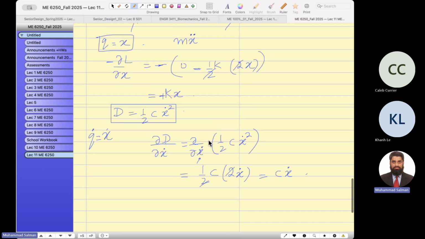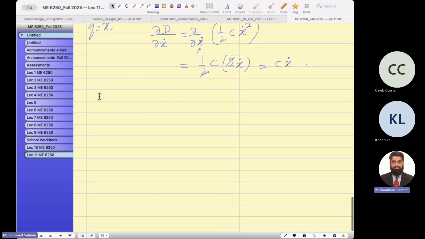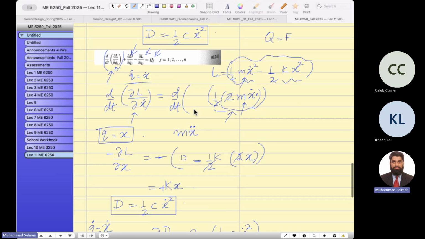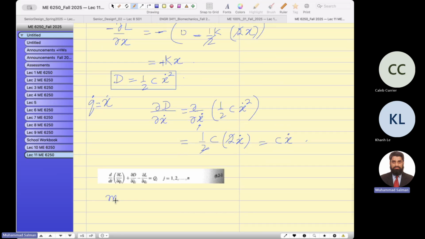So how are you going to define? Let me write down the equation of Lagrange's method. Here I'm going to plug in all these answers and see what answer you get. I'm going to write down the first term. What is our first term? It is m x double dot. The answer for the first term is m x double dot.